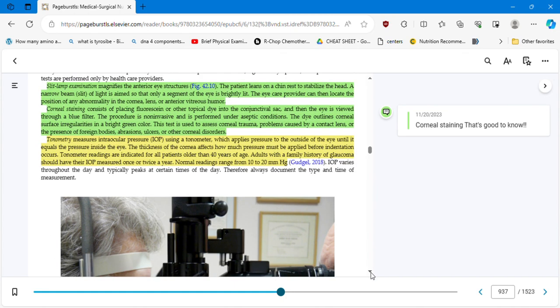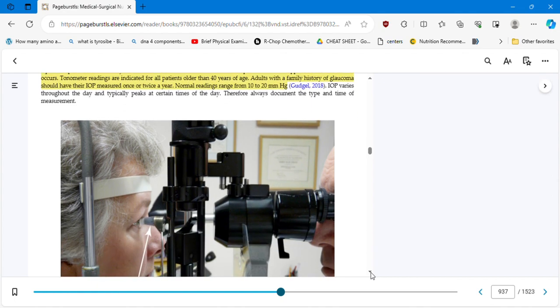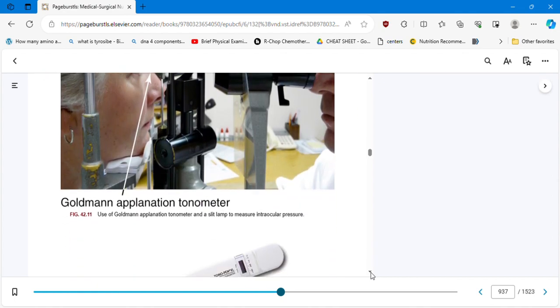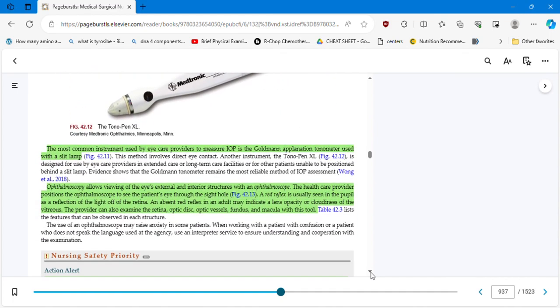Okay. Tonometry measures intraocular pressure using a tonometer, which applies pressure to the outside of the eye until it equals the pressure inside of the eye. Okay, so these are tests you need to be familiarized with. It's very important. The most common instrument used by every eye care provider to measure intraocular pressure is the Goldmann applanation tonometer used with a slit lamp.